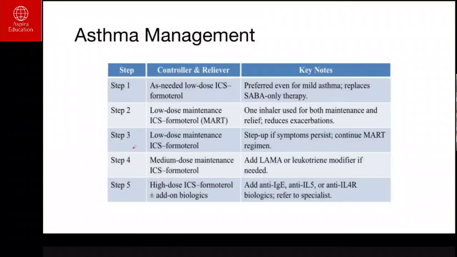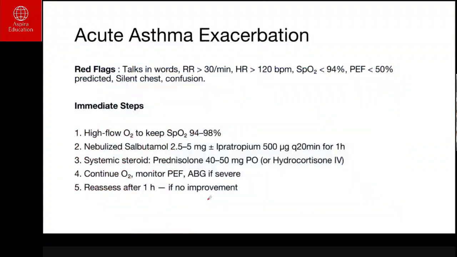Asthma management, as per the guideline, we have SMART therapy, single maintenance and reliever therapy. A single inhaler can be used, containing an inhaled corticosteroid and a long-acting beta-2 agonist, that is formoterol, as MART therapy. Step 1 is mild, as needed. Steps 2 and 3 are low dose. Step 4 is medium dose. And in step 5 we have to consider high dose, and if it is dependent or resistant asthma, then we have to think of biologics. So this is how we are going to classify asthma management.